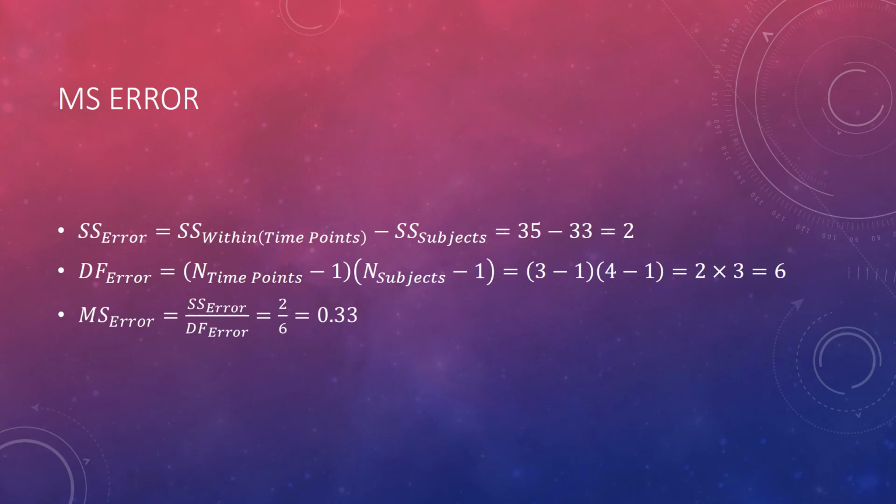And so remember, the sum of squares error is the sum of squares within minus the sum of squares subjects. So if you remember, we got 35 for the sum of squares within, and we got 33 for the sum of squares subjects. And we're left with just 2. The degrees of freedom error is the number of time points, which is 3 minus 1, times the number of subjects, which is 4 minus 1. So then we get 2 times 3, which is 6. Remember your order of operations, subtract first, then multiply. And then we get the MS error, so it's the sum of squares error, which was 2, divided by its degrees of freedom, which was 6. So we get 0.33.